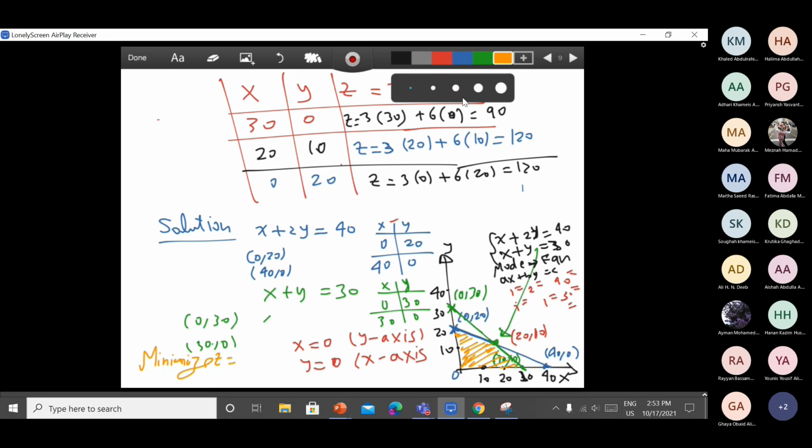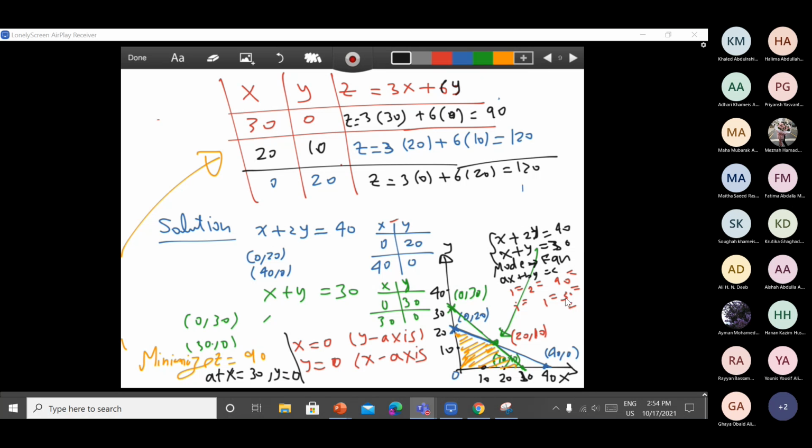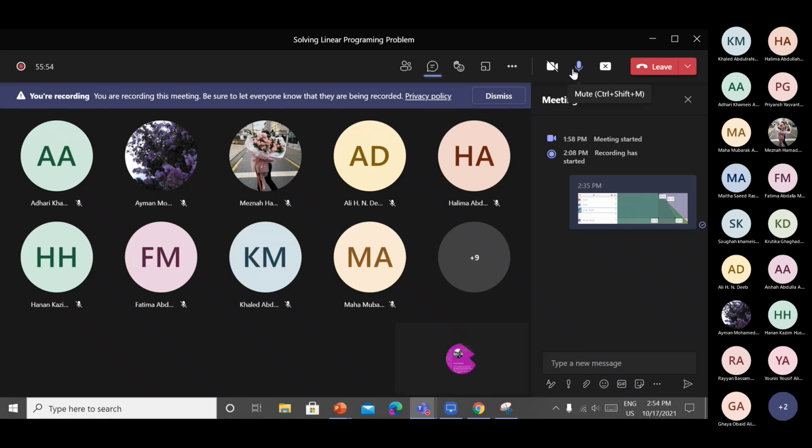So minimize Z equal to what? 90. What? 90? Yes. 90 at X equal to what? 30 and Y equal to what? 0, right? Catch it? Easy? I finish my turn. I stop recording and I'll give you the turn, right? This is the linear programming problem.